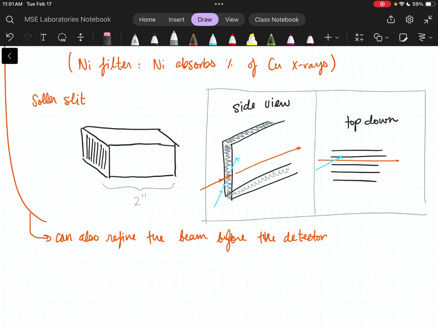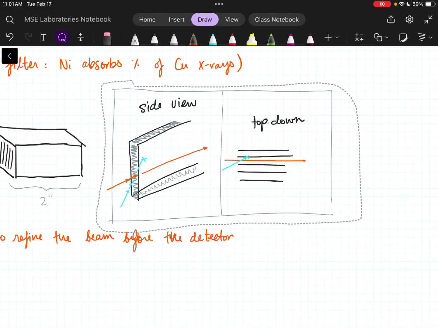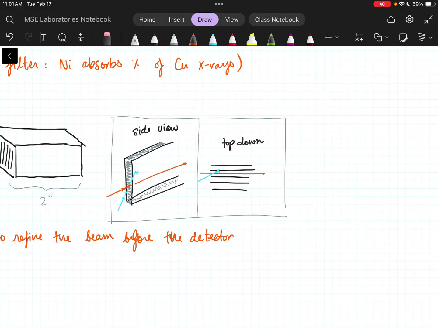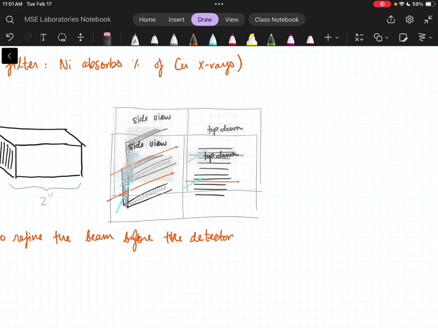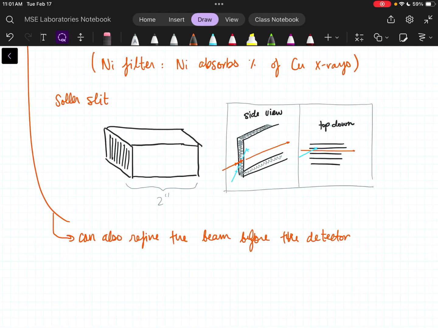Was that confusing enough? How long? 2 inches. Oh. Let me see if I can shrink that a little bit because I made that excessively large.